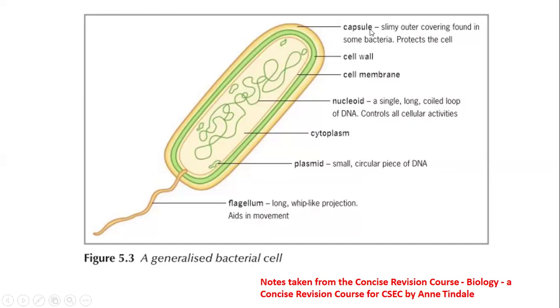Otherwise, we have the capsule, which is a slimy outer covering found in some bacteria which protects the cell. So the bacteria is a prokaryote cell that has 3 layers. That's the capsule, the cell wall, and the cell membrane.